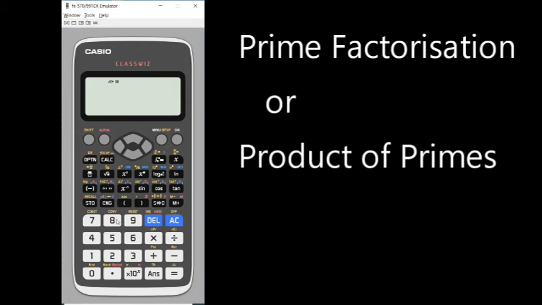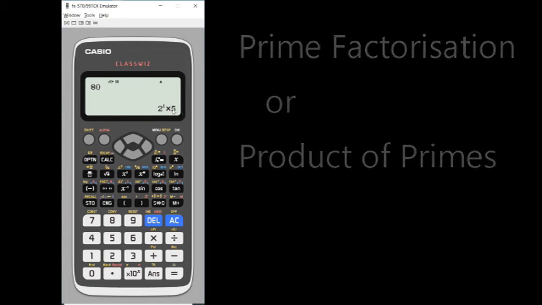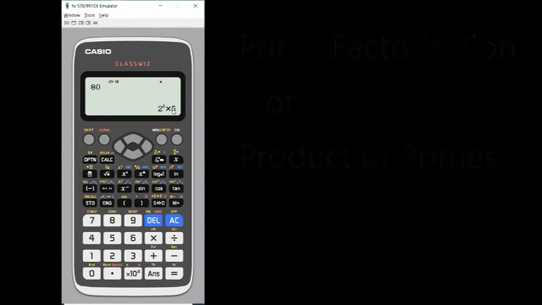I'm trying to remember which way to do it. So if I press 80 and then press shift fact, will it do it that way or is it the other way around? Shift fact, oh there you go. So you press 80 and then equals, and then press shift fact, and it's telling me that it's 2 to the power 4 times 5, so 16 times 5. So that is giving me my product of prime factors straight away. Very, very nice. Again, it's just doing another job for me to make your life an awful lot easier.